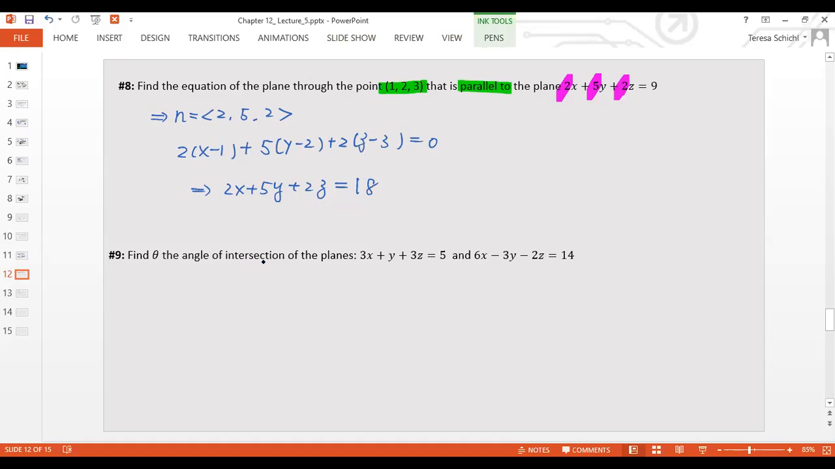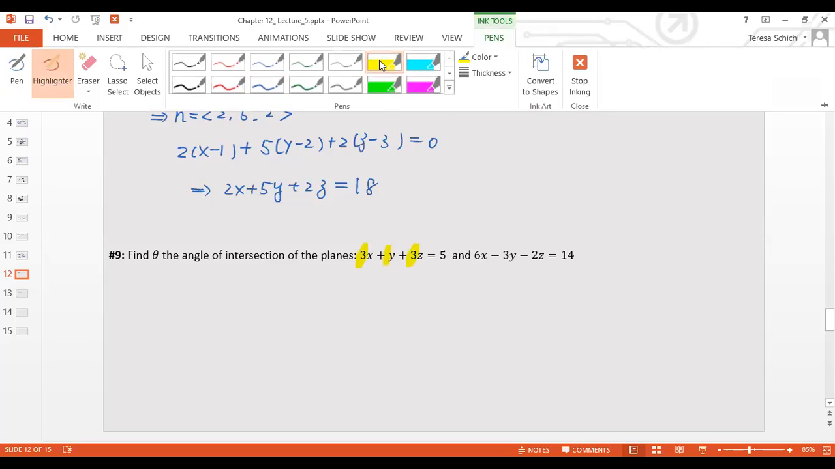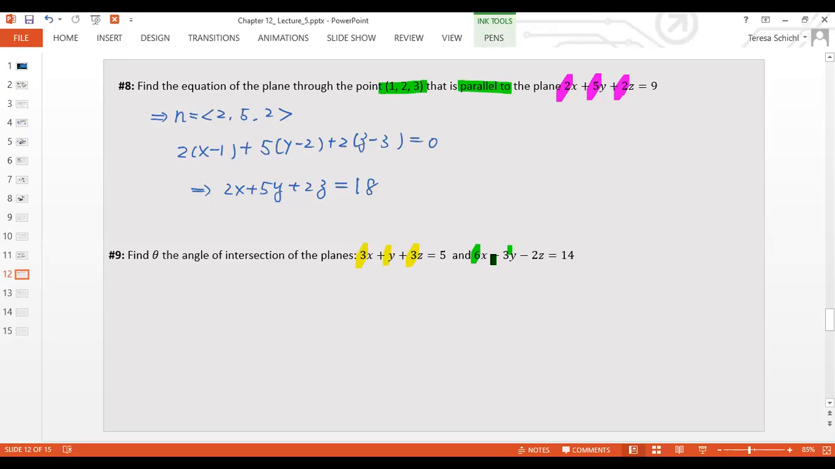Okay, let's take a look at number 9 here. So number 9, they say find the angle of intersection of these planes here. So we just learned the angle of intersection of the planes will be the same as the angle between their normal vectors, right? So those are their normal vectors. So I know the first normal vector is 3, 1, 3. This is for this plane, right?